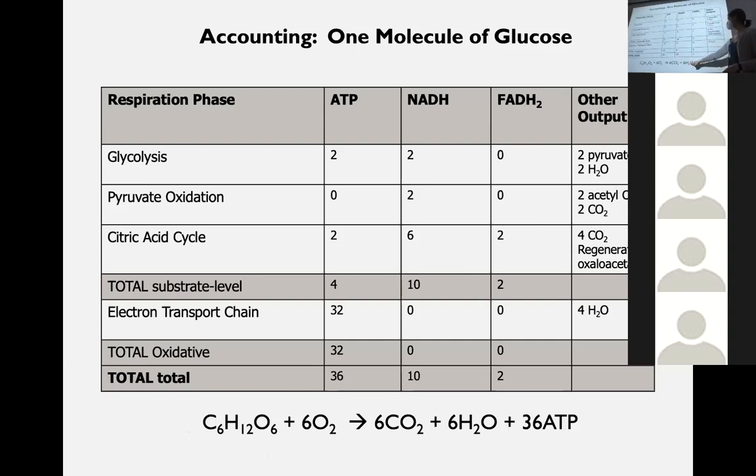6 waters, 6 H2Os. We've got 2 in glycolysis and 4 in the last step, oxidative phosphorylation, basically. So 2 waters up here in the first step and then 4 in the very last. So that gives us our 6 waters. And then the 36 ATP, which we calculated in the ATP column.